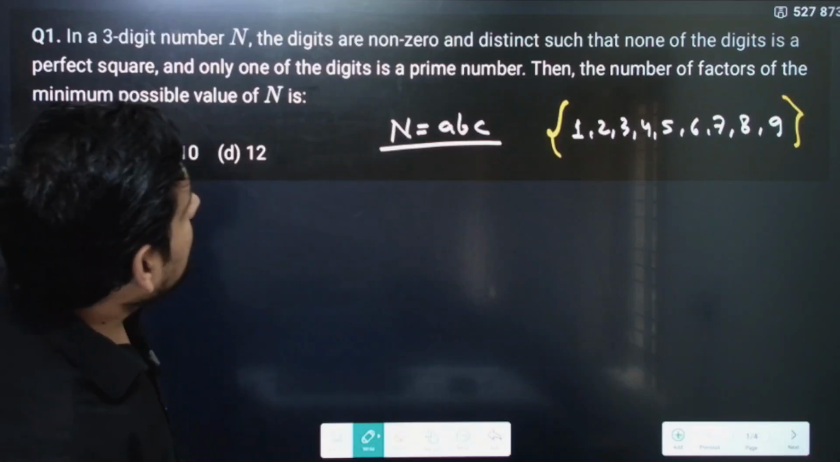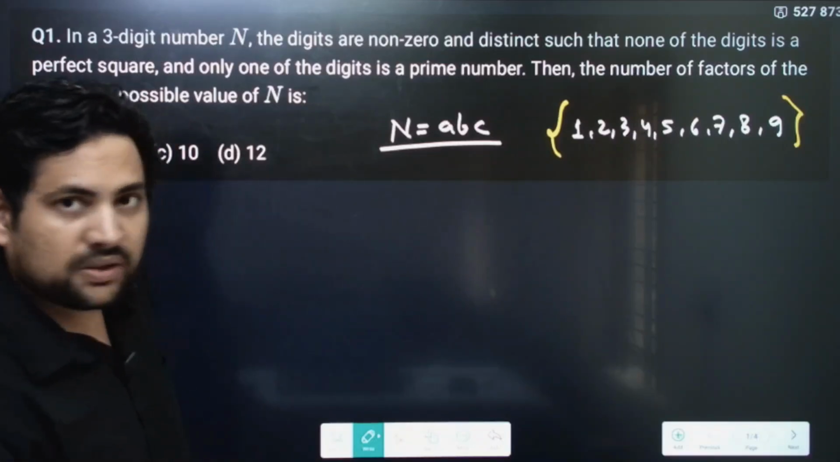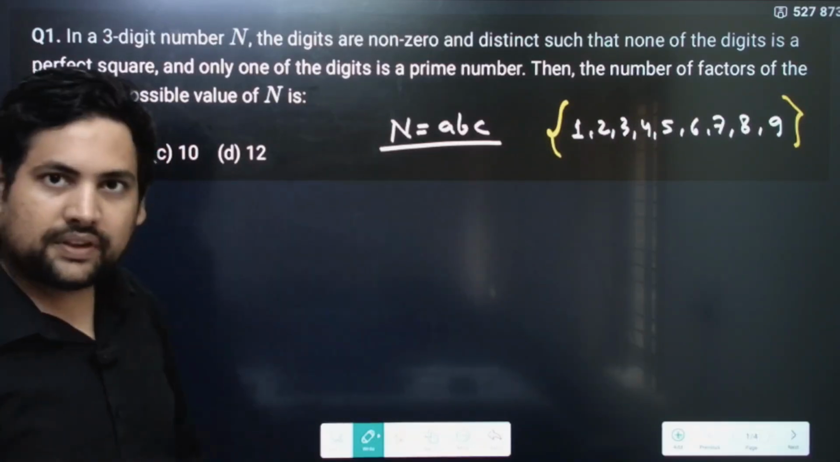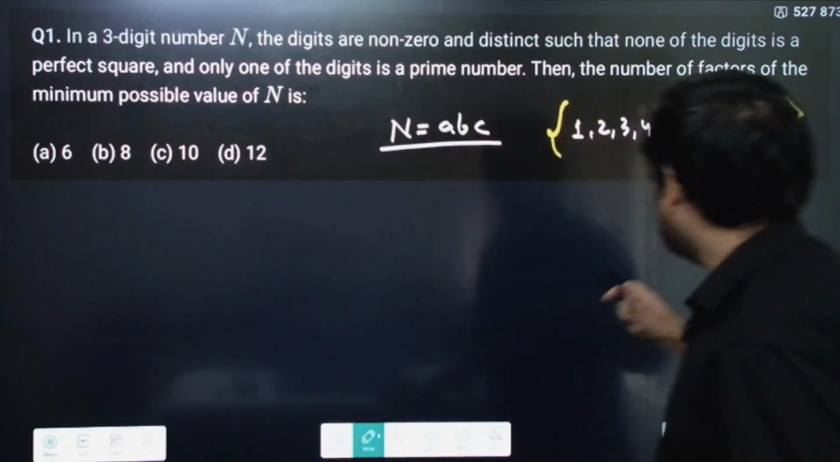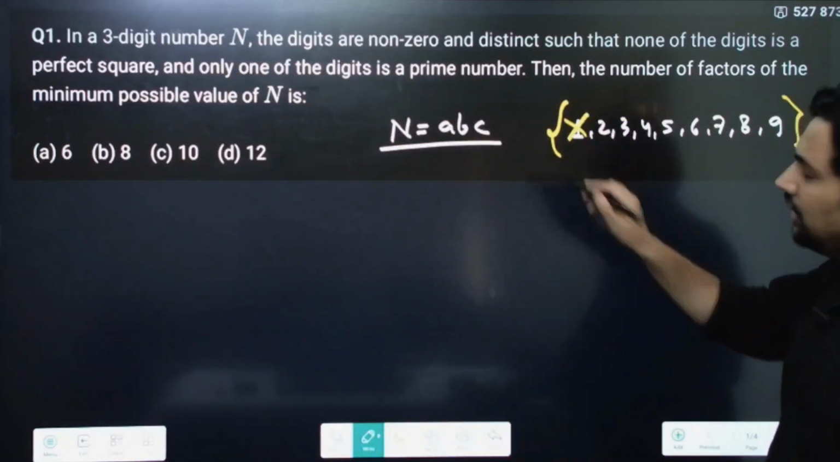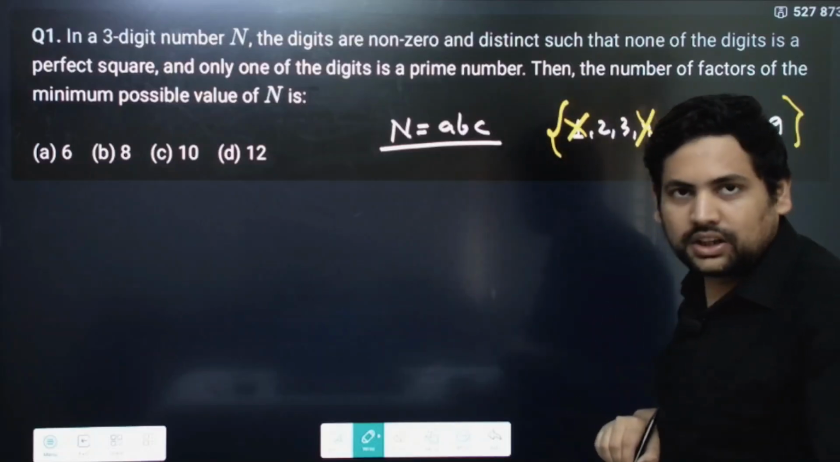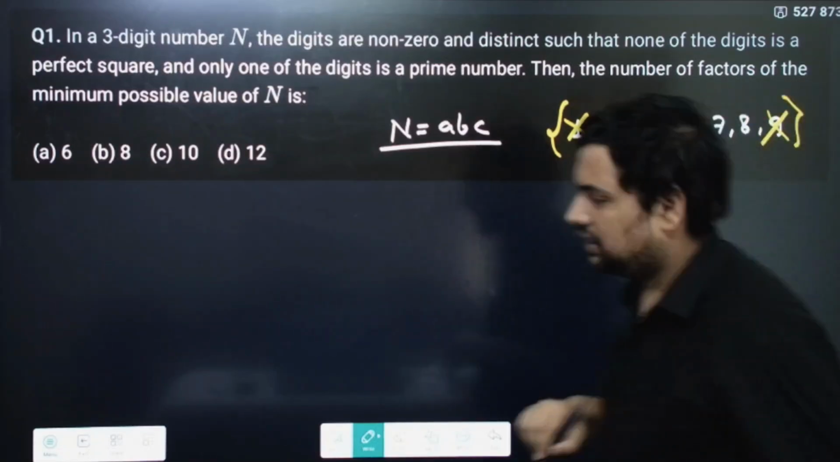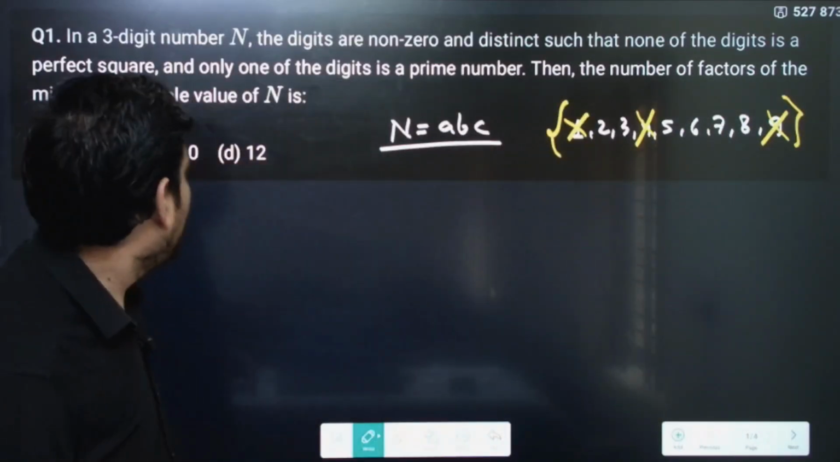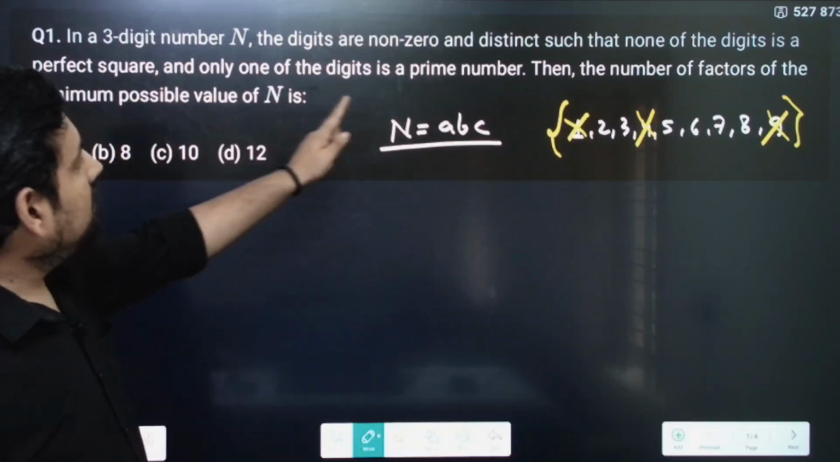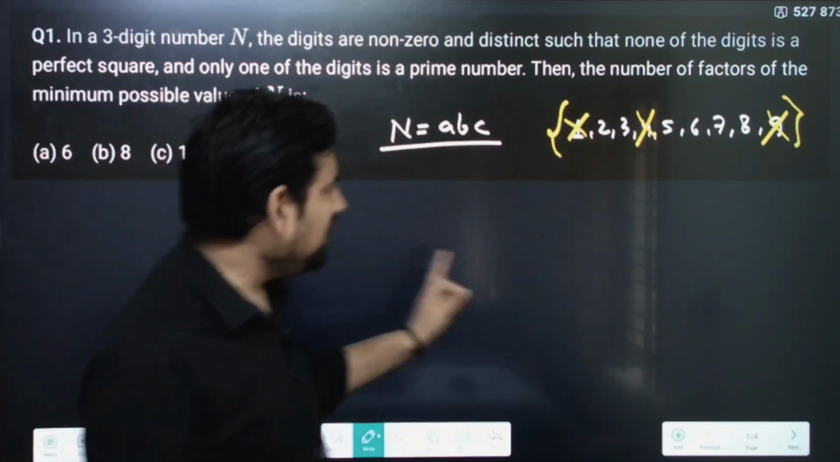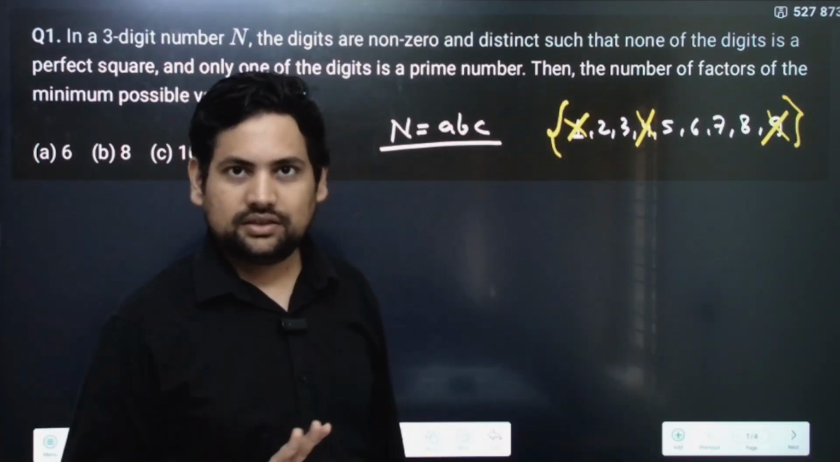Then, such that none of the digits is a perfect square. So let's remove all the perfect squares. I remove 1, since 1 squared is 1. Then 2 squared is 4, then 3 squared is 9. Perfect squares are gone. Next, only one of the digits is a prime number, so at most one prime I can take, correct?